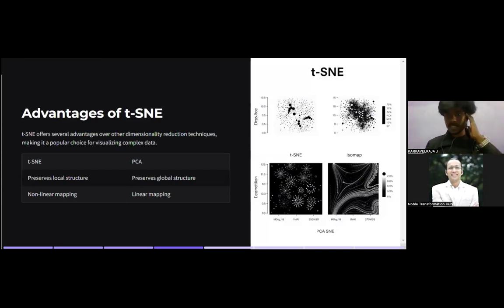First, it preserves the local structure, whereas PCA preserves the global structure. tSNE considers each and every data point rather than looking at a cluster, whereas PCA retains structure as a cluster. Then non-linear mapping: as we already mentioned, tSNE reduces the dimension of non-linear data to a lower dimension, whereas PCA only works for linear data. Hope you can understand the advantages of tSNE over other dimensionality reduction techniques like PCA.